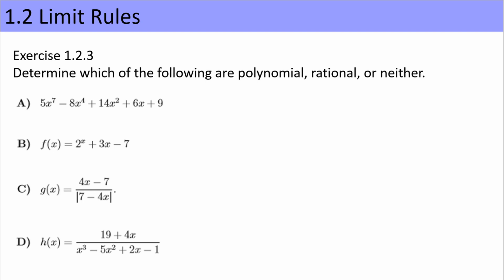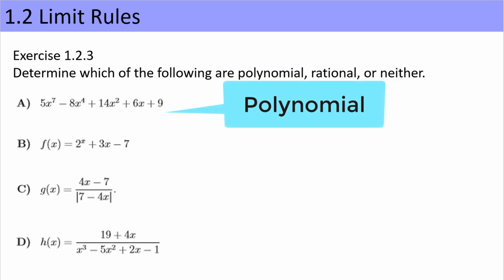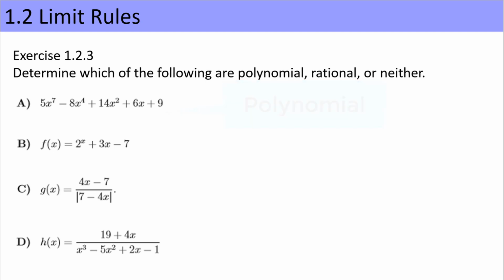5x to the 7th minus 8x to the 4th plus 14x squared plus 6x plus 9. This expression is the essence of a polynomial function. All the powers are positive integers, and there are no negatives or square roots or anything like that, so that one is a polynomial. B, f of x equals 2 to the x plus 3x minus 7.